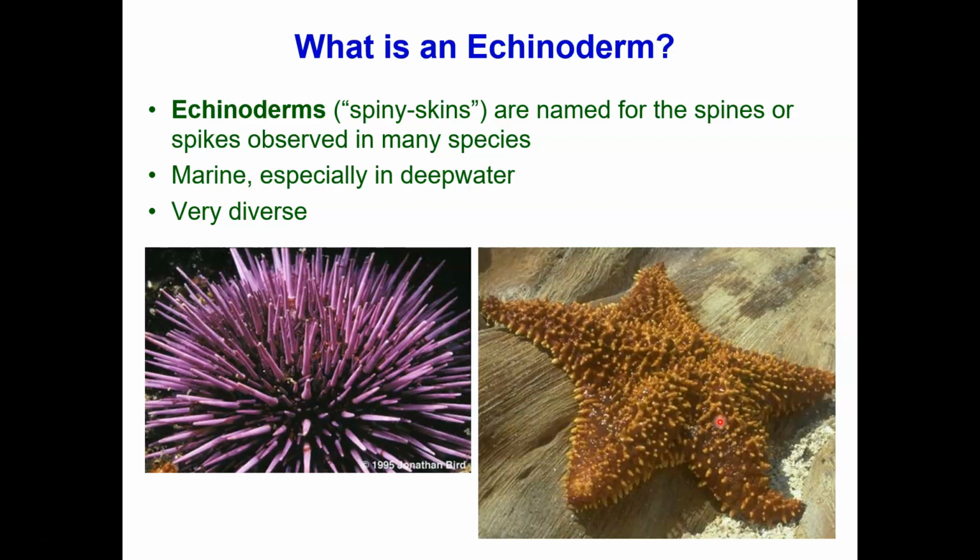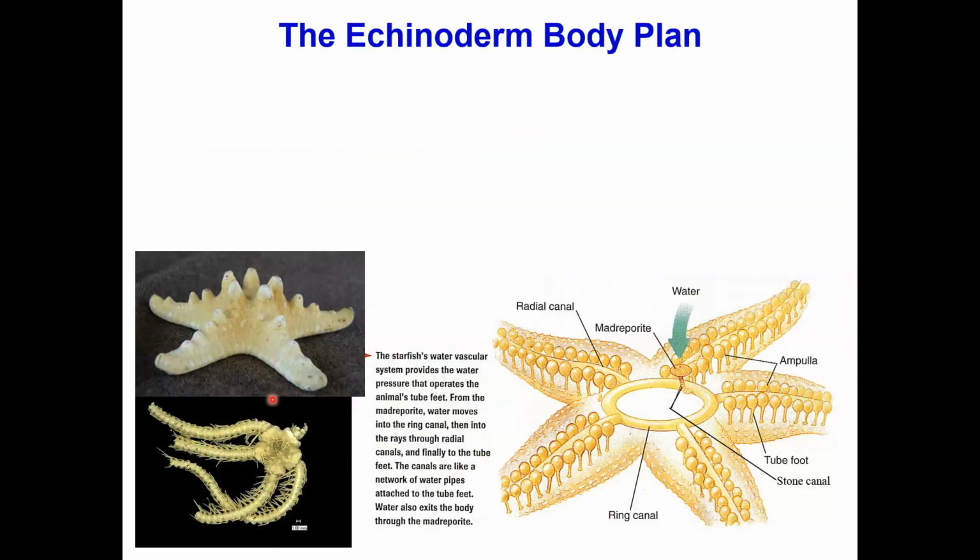Extremely diverse in terms of different species, as well as in the body plans. In fact, the body plans you observe in different classes within this phylum are pretty amazing. I'm showing examples of a sea urchin over here and a starfish over there, because those are the groups that you must already be familiar with. So, what does the very basic fundamental echinoderm body plan look like?